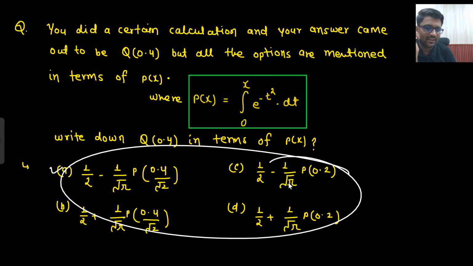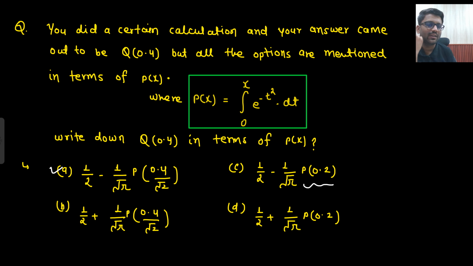But these were the options mentioned. Then you saw what is this P? Then you went to the question and they have defined the P in this manner. Now you need to click on one of the options. Which option you will click on? Think about it and solve it on your own. Pause the video, solve it on your own.